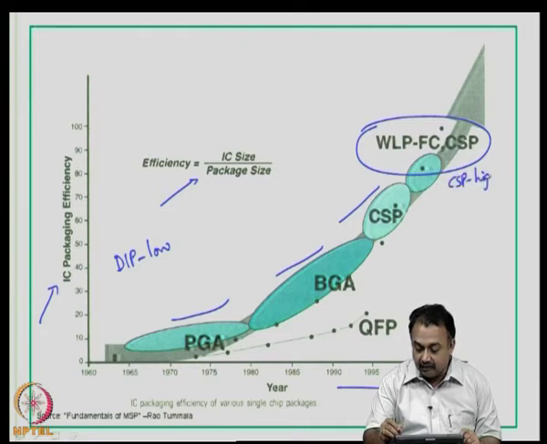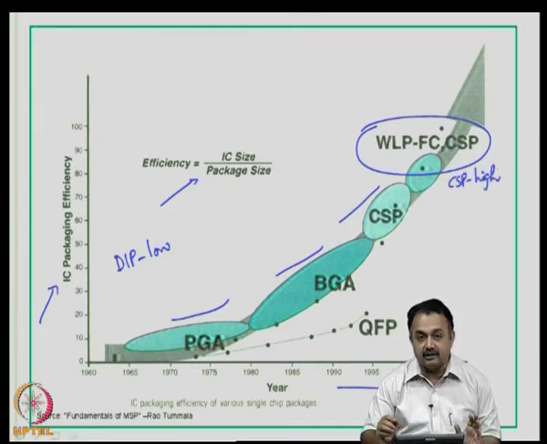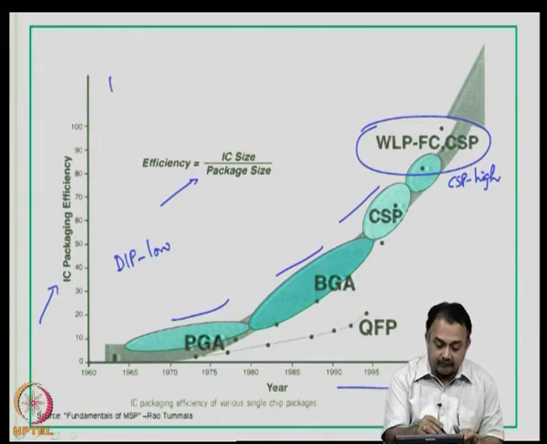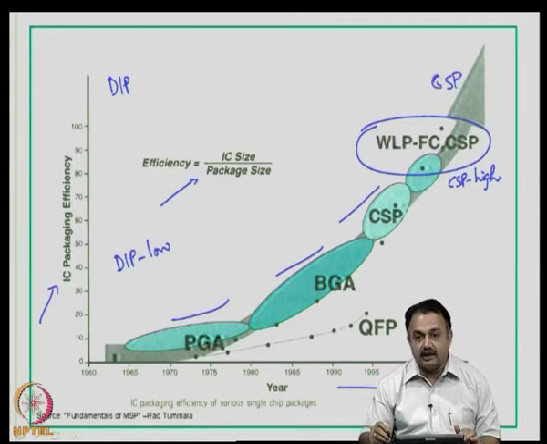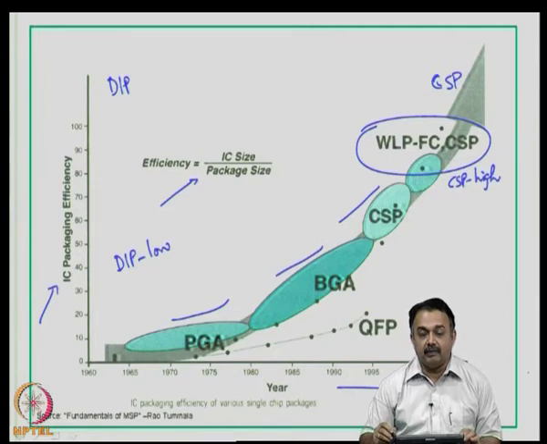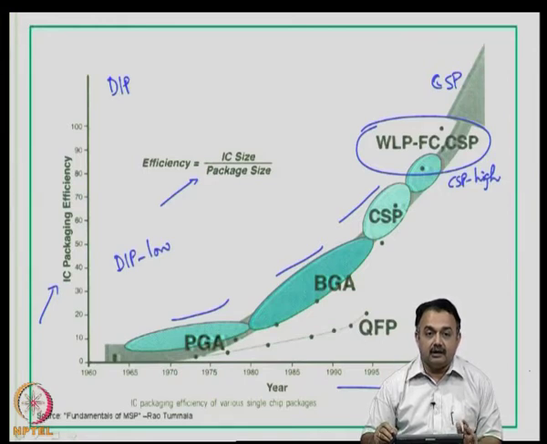So, if you have the different ends, DIP on one side and CSP on the other side, you can very clearly say that CSP has a very high packaging efficiency, because the package volume is much less in comparison to the die size in the CSP, compared to a DIP package or a QFP.